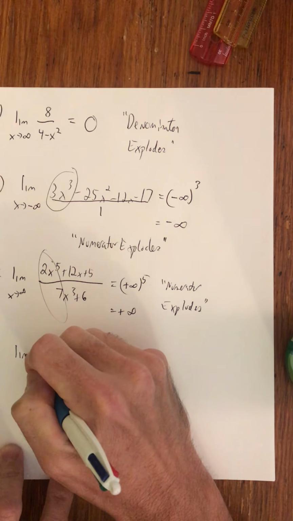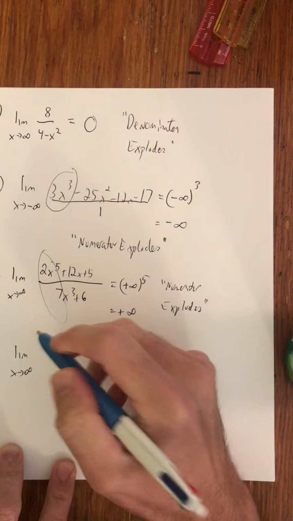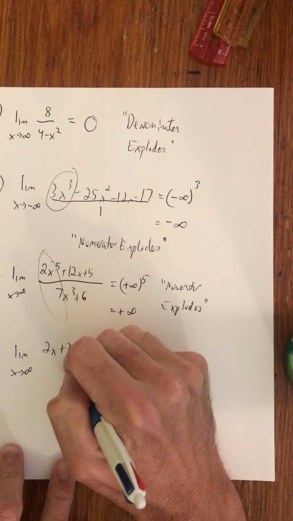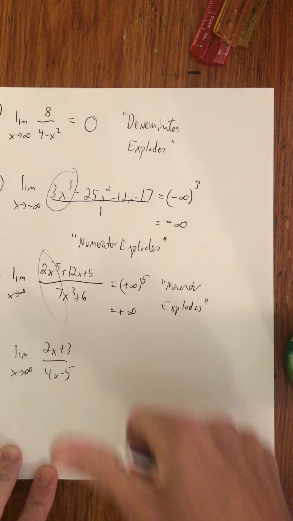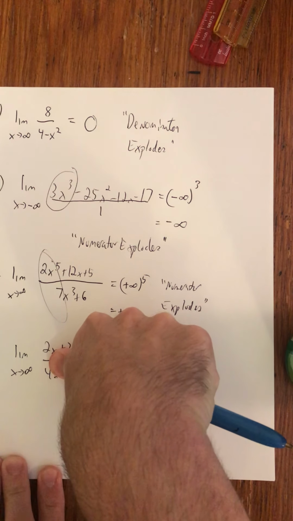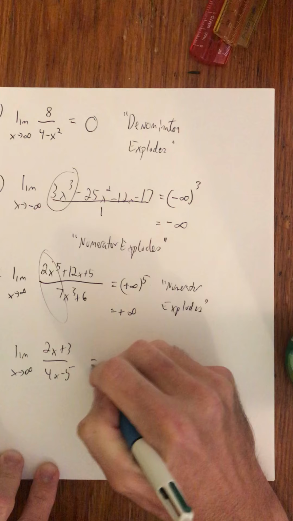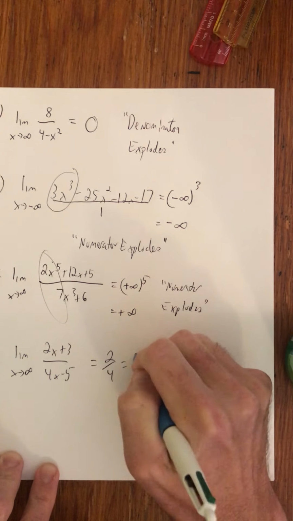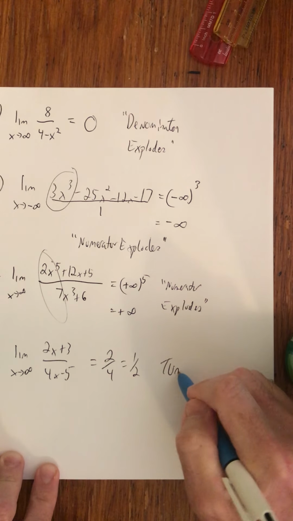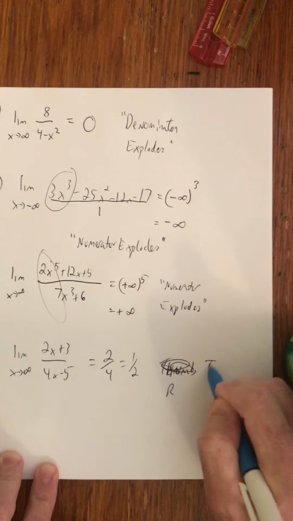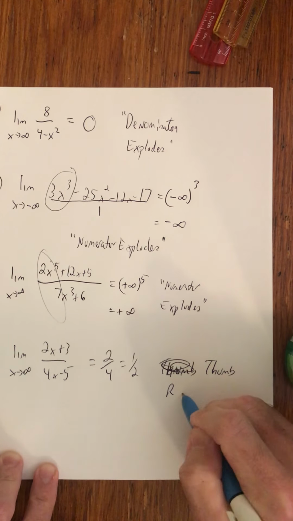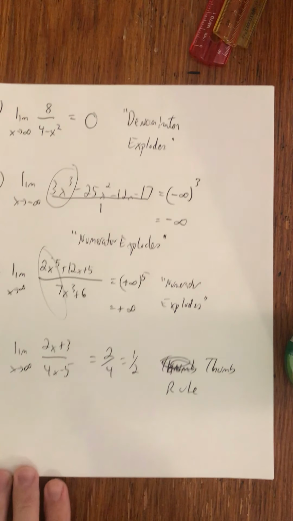H, the limit as x approaches infinity of 2x plus 3 over 4x minus 5. Oh, look, same order. I'm going to put my thumb over it, and I'm going to use the thumb rule. And there we go, 2/4 or 1/2. And there I go, thumb rule. And that is what I write.